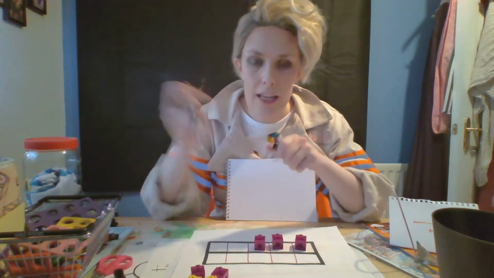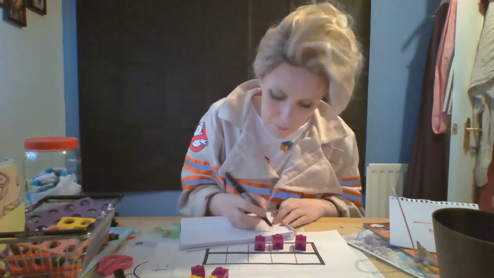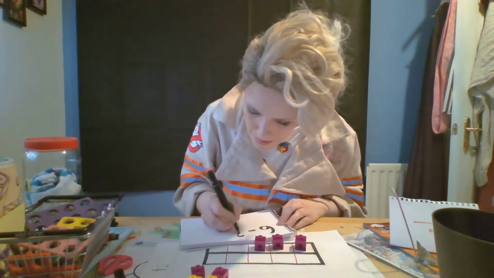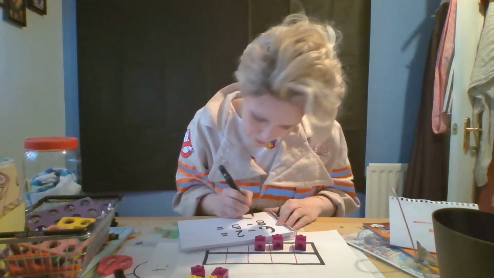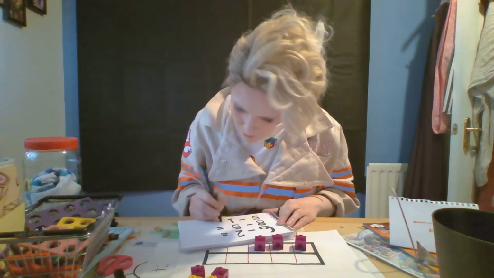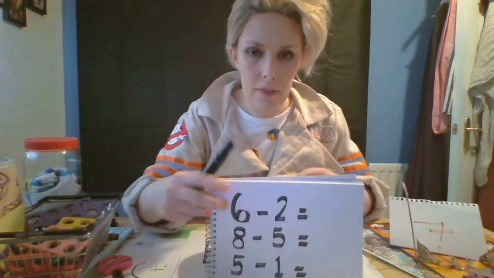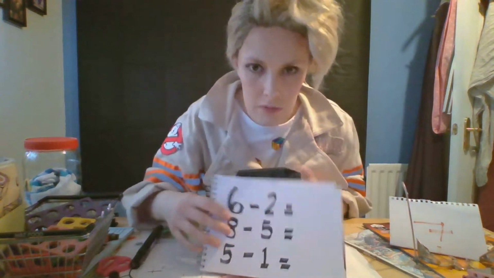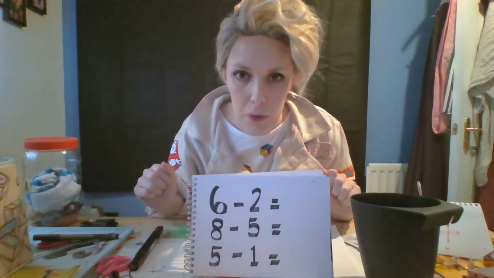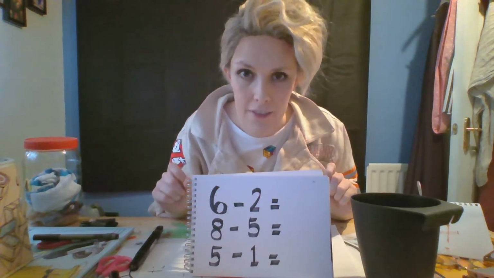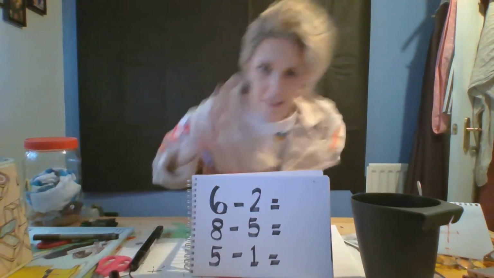I'm going to run downstairs for a drink. So I'm going to give you 3 questions to do while I'm away. Okay. Hopefully this won't fall over while I'm away. Okay. It definitely will. Okay. Those are your 3 questions. 6 take away 2, 8 take away 5, and 5 take away 1, while I quickly run downstairs for a beverage and maybe a chocolate bar. 2 ticks.